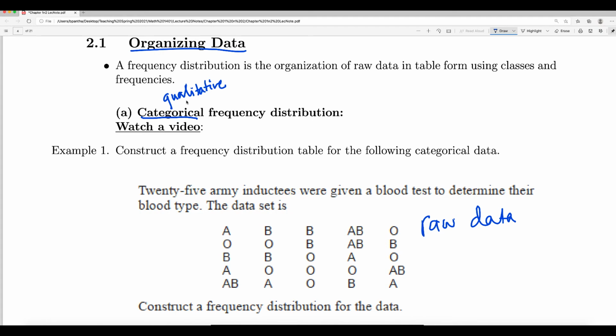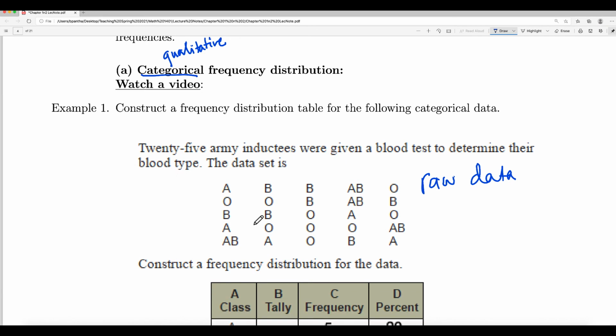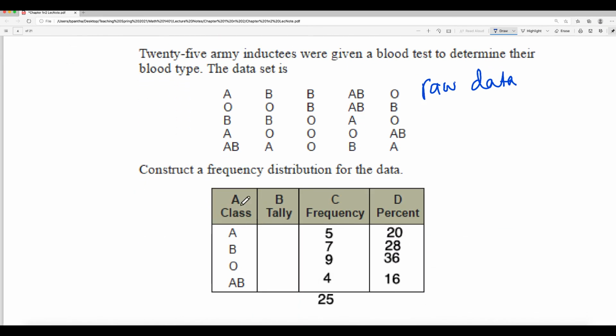Okay, so for this type of data, to make a nice table, we make basically 4 columns. On the first column you write the different categories. What are the different types of letter used here? A, B, AB, and O, right? These are the class or category A, category B. You list all the different categories on the first column. On the tally, you count how many. For example, how many A are here? 1, 2, 3, 4, and then 5, right? There are 5 A's. If you cross off each data, you will not miss any.